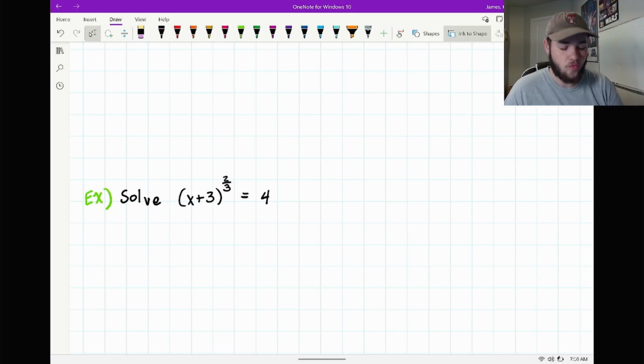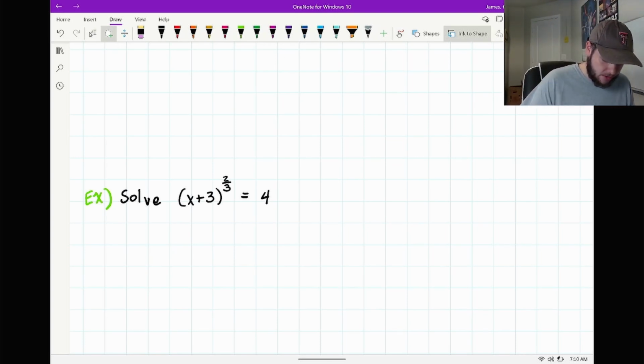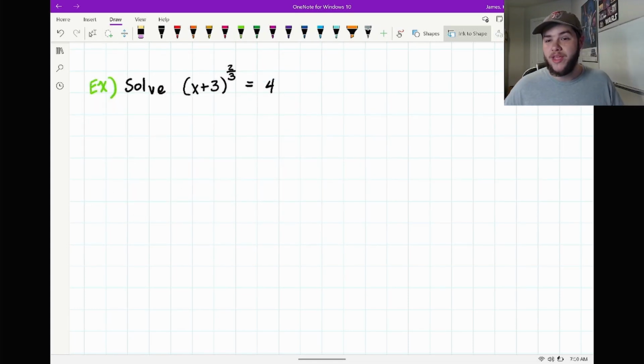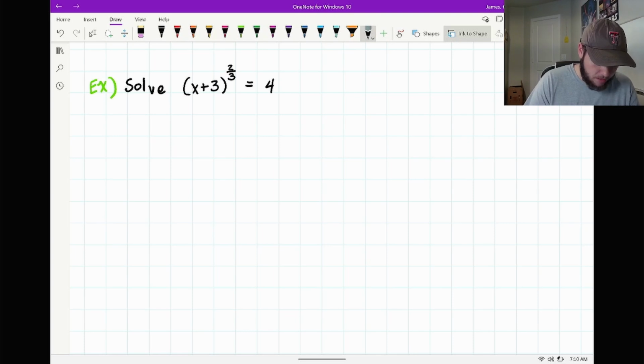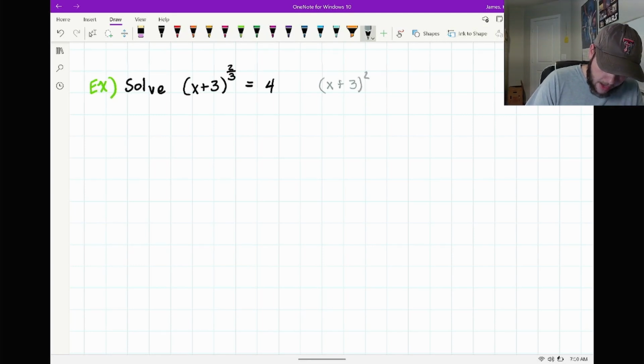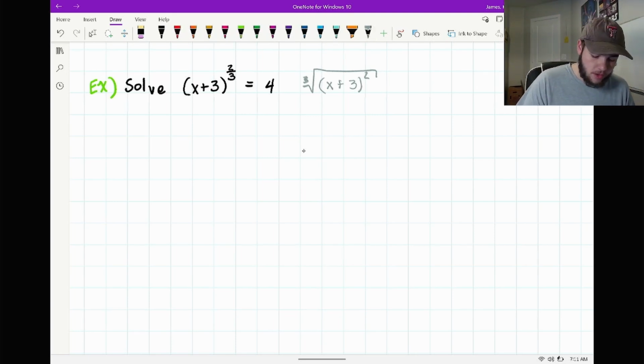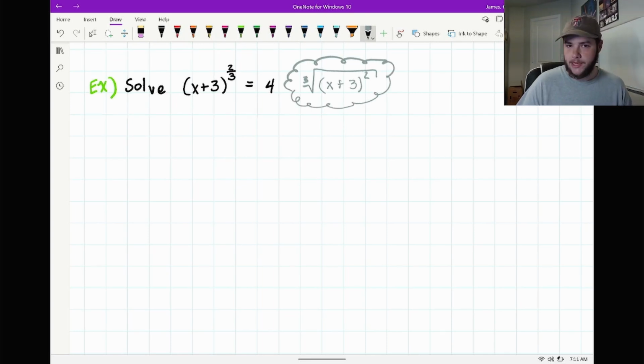Now, even though it doesn't look like it necessarily, this is still a radical equation, because if you recall, those rational exponents are really radicals. Under the hood, and I'm going to put this in a little thought bubble here, this is x plus 3, remember the numerator stays as the exponent, and the denominator becomes the index of the radical. So this is really the cubed root of x plus 3 squared. So far we've only looked at square roots, not other kinds of roots. So how do we tackle it?